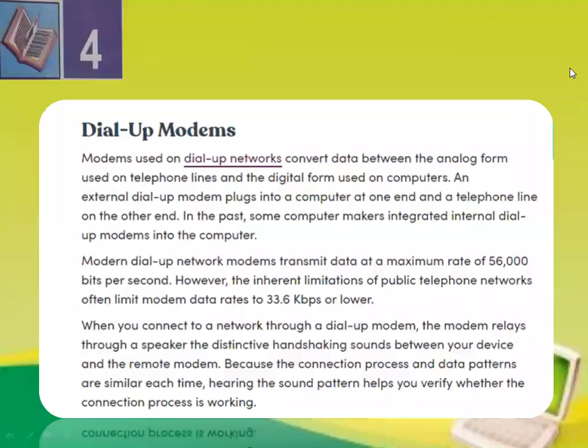Dial-up modems used on dial-up networks convert data between the analog form used on telephone lines and the digital form used on computers. An external dial-up modem plugs into a computer at one end and a telephone line on the other end. In the past, some computer makers integrated internal dial-up modems into the computer. Modern dial-up network modems transmit data at a maximum rate of 56,000 bits per second. However, the inherent limitations of public telephone networks often limit modem data rates to 33.6 kbps, kilobits per second, or lower.